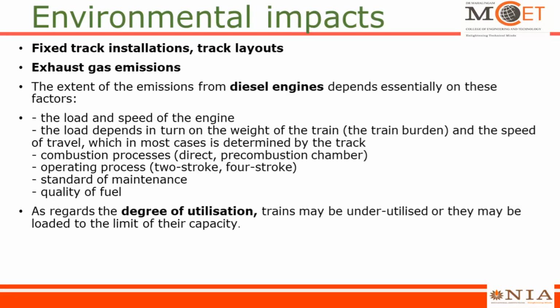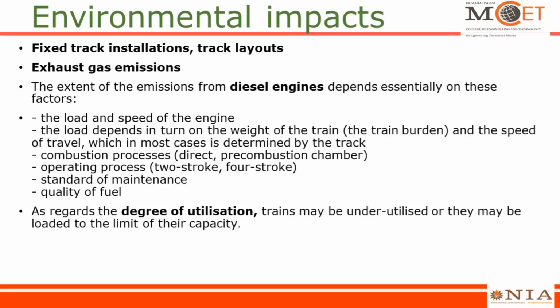The extent of emissions from a diesel engine depends essentially on these factors: the load and speed of the engine. The load depends in turn on the weight of the train and the speed of travel, which in most cases is determined by the track, right? So you have the combustion processes, operational processes, 2-stroke or 4-stroke, standard of maintenance, and quality of fuel that is being used. As regards the degree of utilization, trains may be underutilized or they may be loaded to the limit of their capacity.